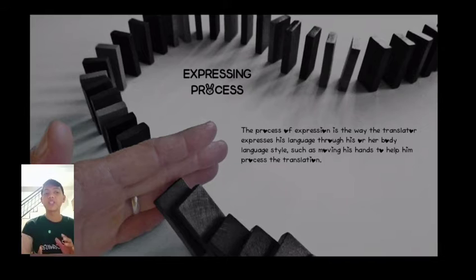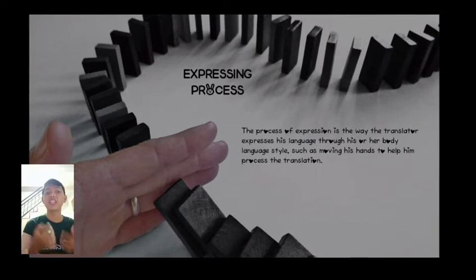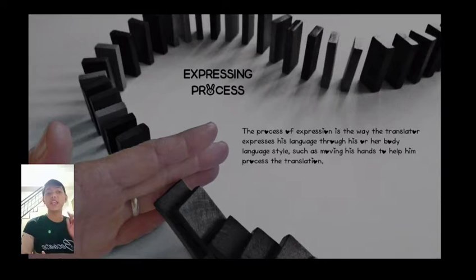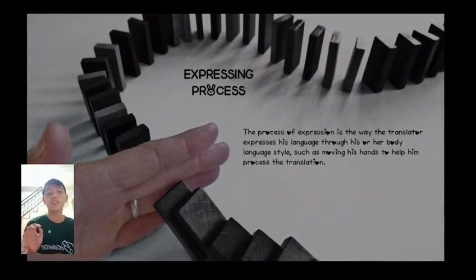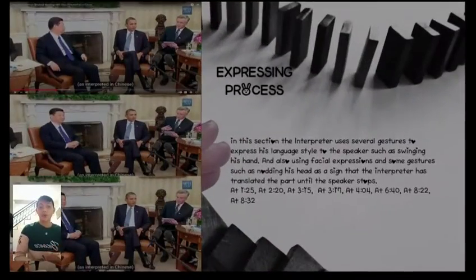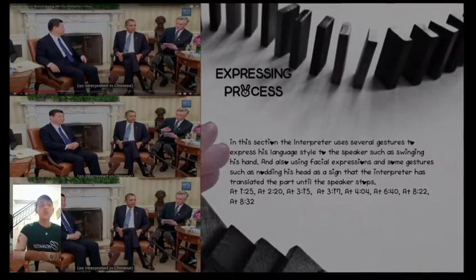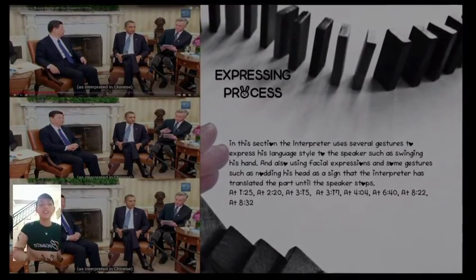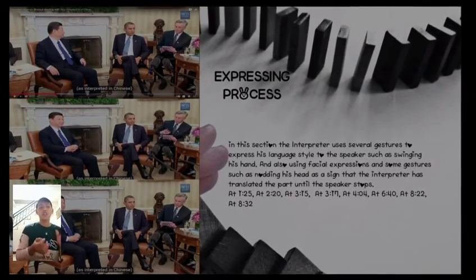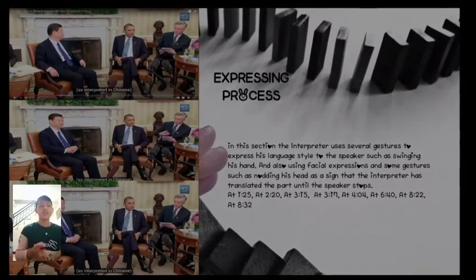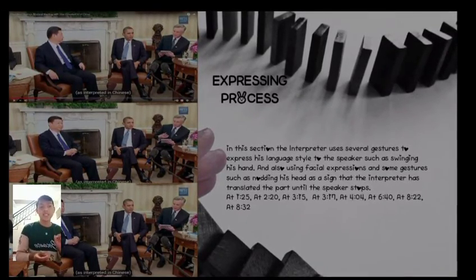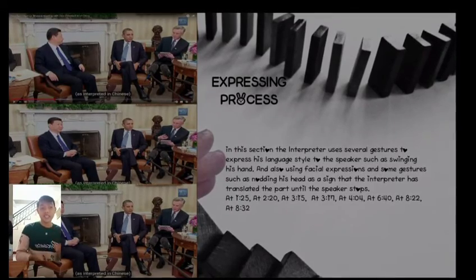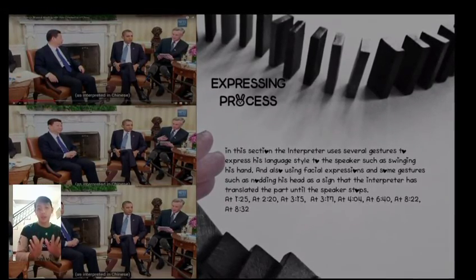The process of expression is the way the translator expresses his language through his or her body language style, such as moving his hand to help him process the translation. And this part is the expressing process. In this section, the interpreter used several gestures to express his language style to the speaker, such as swinging his hand, and also using visual expression and some gestures such as nodding his head as a sign the interpreter has translated the part until the speaker stops.